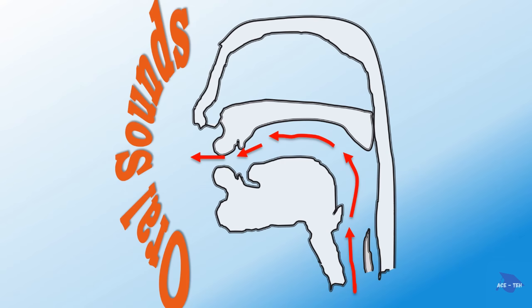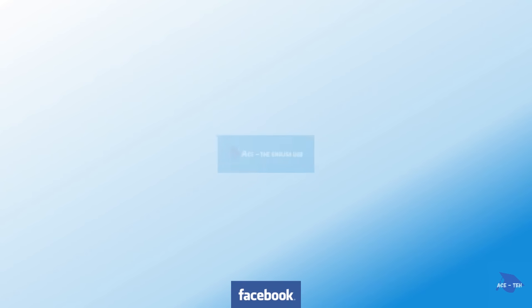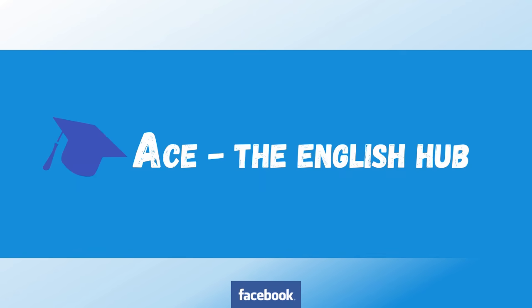When your soft palate is raised, the passage to the nose is blocked and air escapes through your mouth. Such sounds are called oral sounds. When the soft palate is lowered, the passage to the mouth is blocked and air escapes through your nose. Hence, those sounds are nasal sounds. This is how the great action of producing sounds happen in our body.